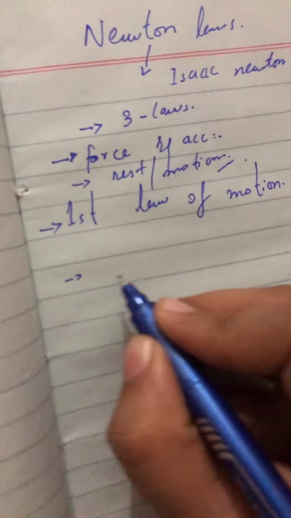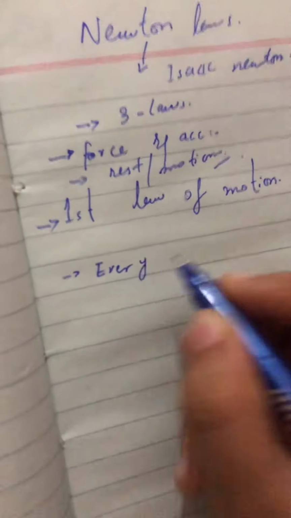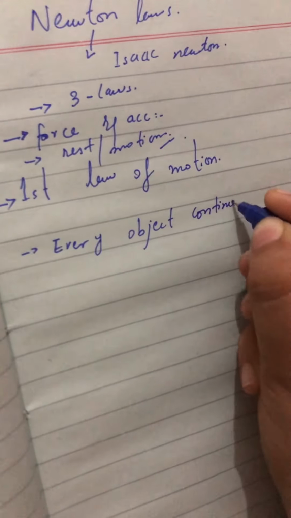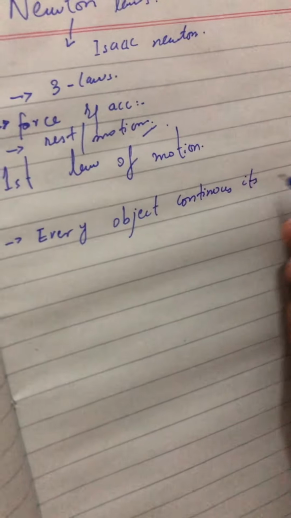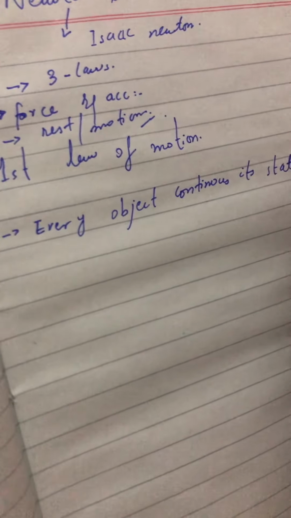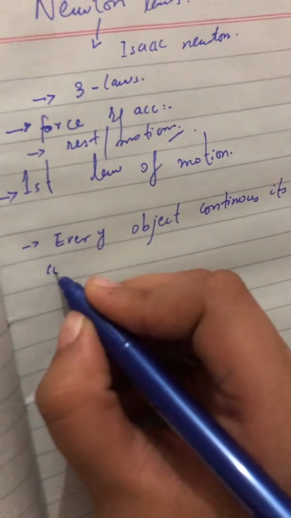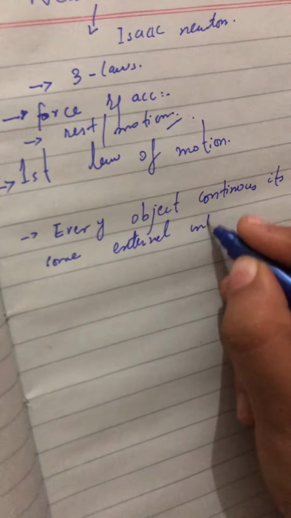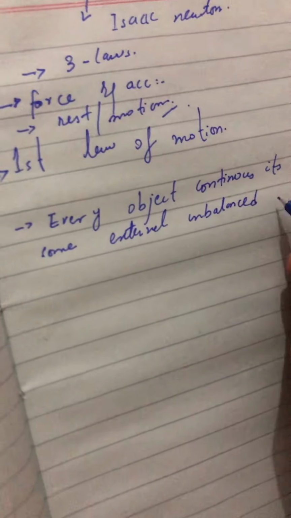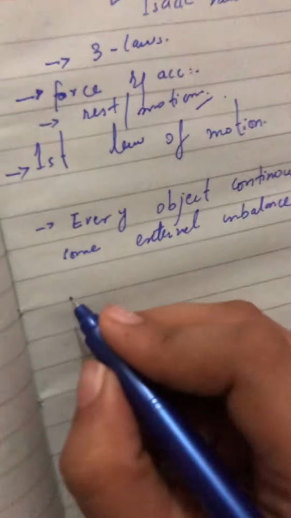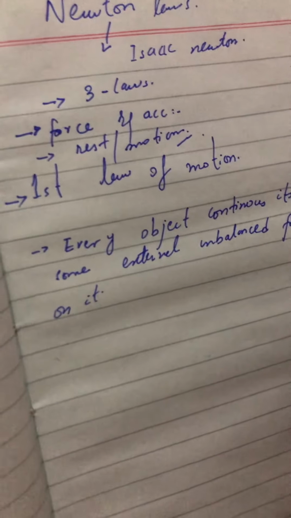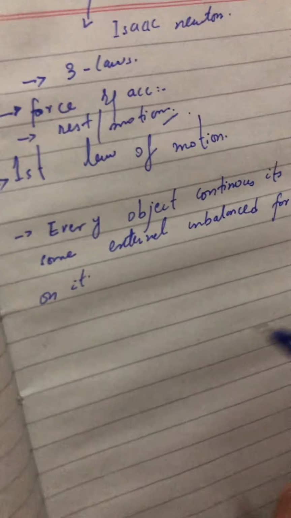Basically it states that every object continues its state until some external unbalanced force is applied on it. What is meant by that? That every object continues its state until some external unbalanced force is applied on it.